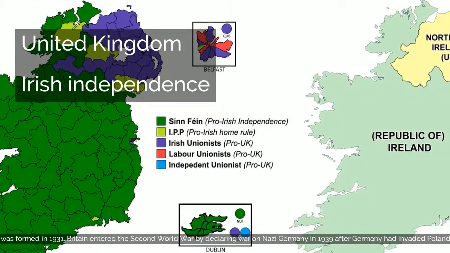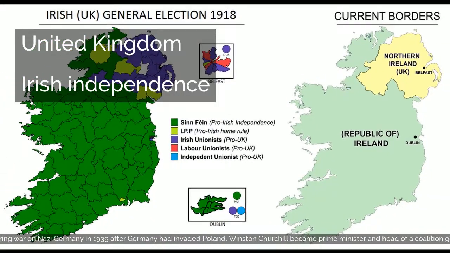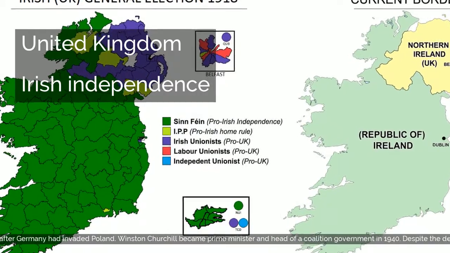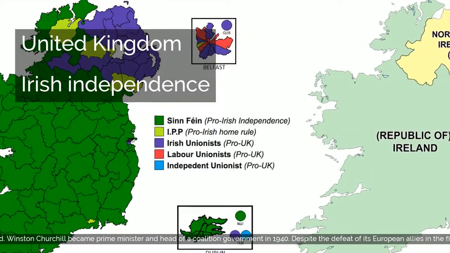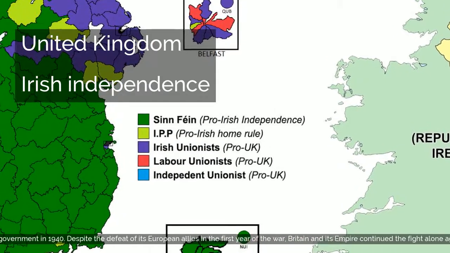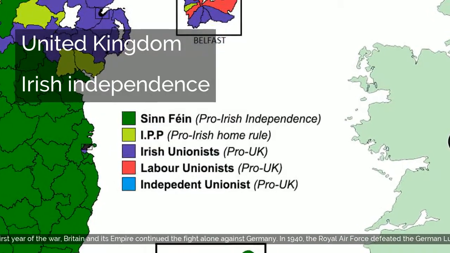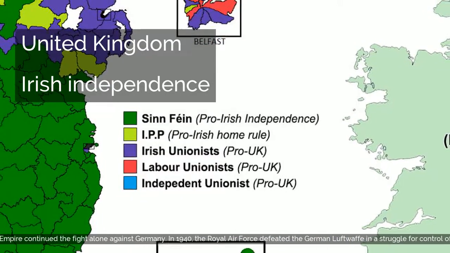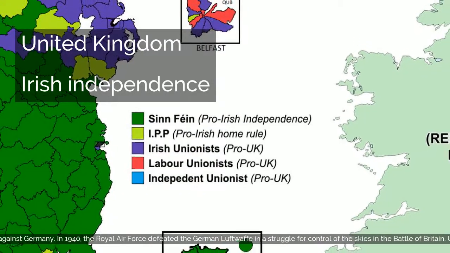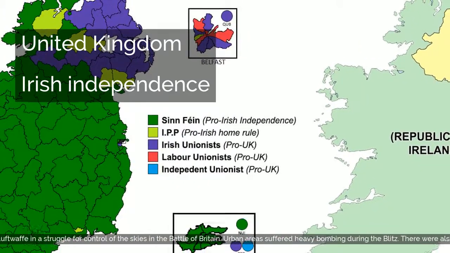Britain entered the Second World War by declaring war on Nazi Germany in 1939 after Germany had invaded Poland. Winston Churchill became Prime Minister and head of a coalition government in 1940. Despite the defeat of its European allies in the first year of the war, Britain and its empire continued to fight alone against Germany. In 1940, the Royal Air Force defeated the German Luftwaffe in the struggle for control of the skies in the Battle of Britain.